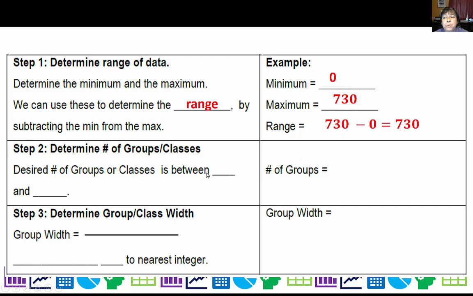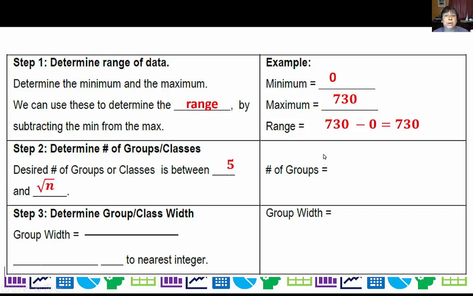So the desired number of groups or classes, we always like to have, to get some shape to it, you normally wouldn't want to have just 2 bars, right? Because you could have a shape like this, you could have a shape like this, and it's not going to tell you a lot with just 2 bars. If you have 3 bars, that gets a little bit better on shape. 4 is even better, and we actually like 5 bars.